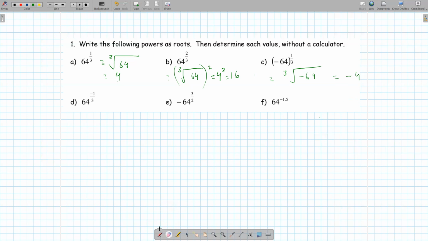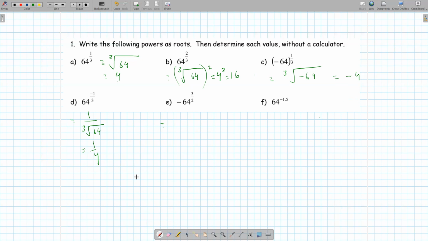D. Now be careful, we have a negative exponent. What do we do first? You flip it, right? And that's the same thing as cube root of 64. And we know this is 4, and you're done. 1 over 4, final answer. Okay, E is gonna be tricky.